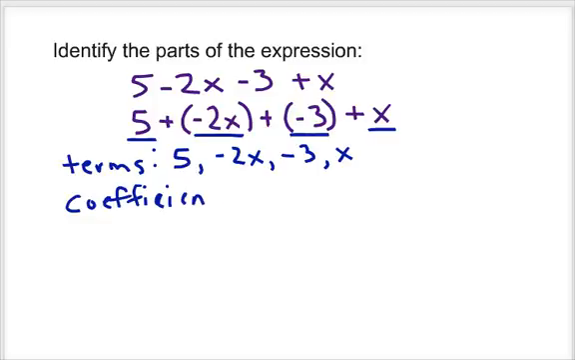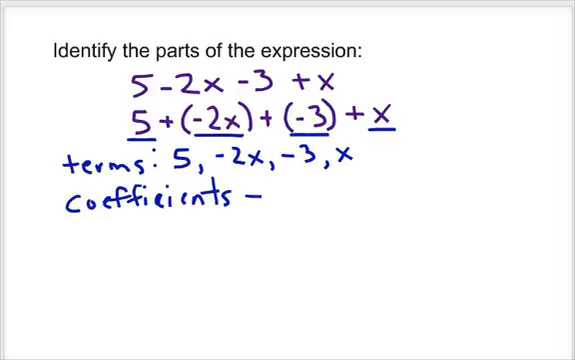And coefficients have the number part of a term that includes the variables. I'm looking for the terms that have variables. Well, I've got 2 of those, right? I've got negative 2x and x. I'm looking for the number part of them.